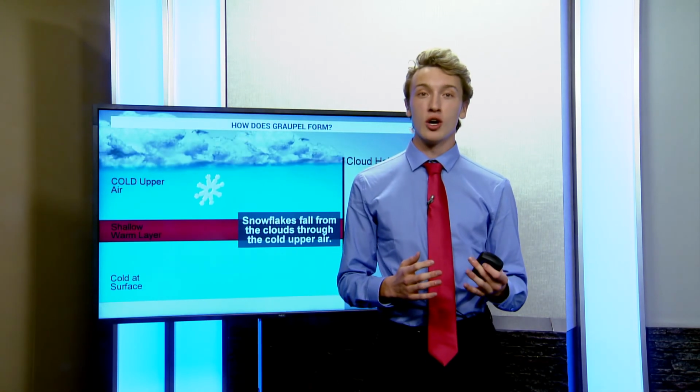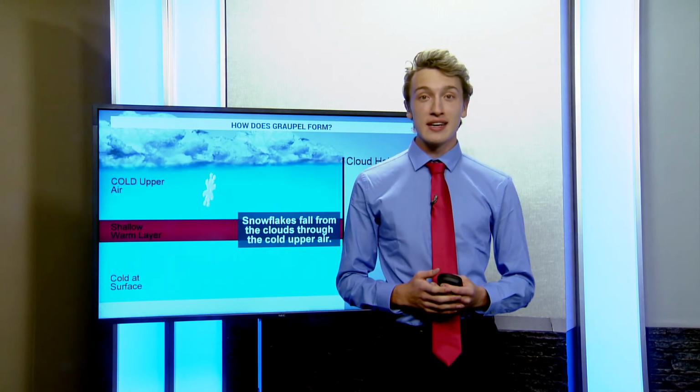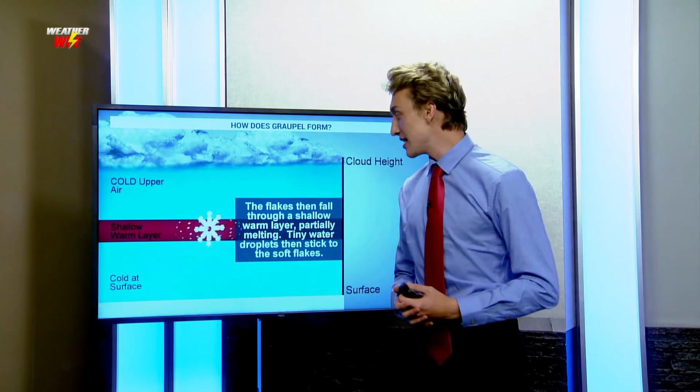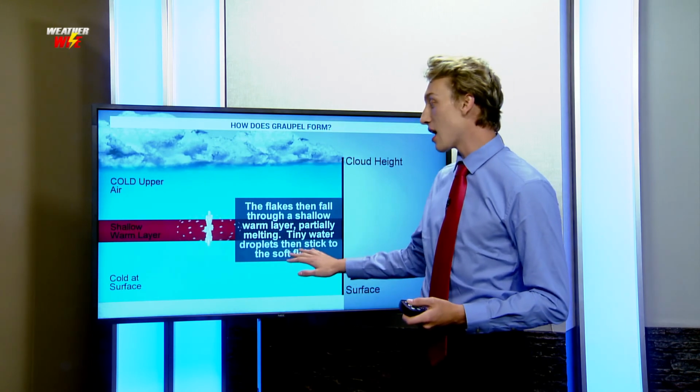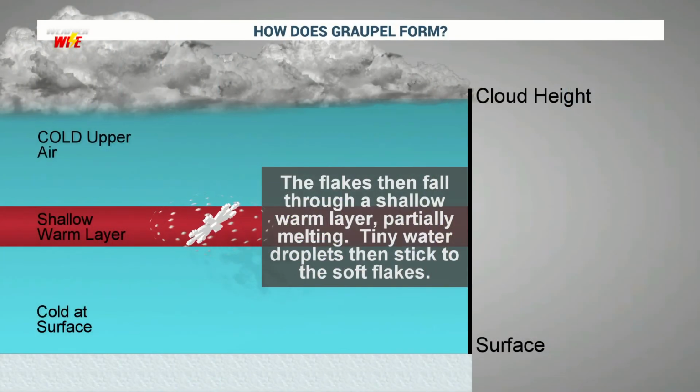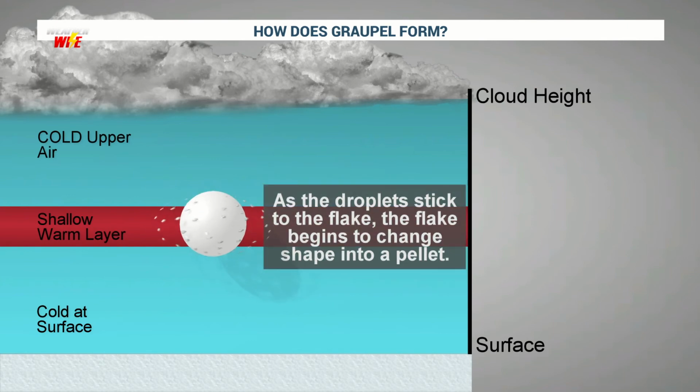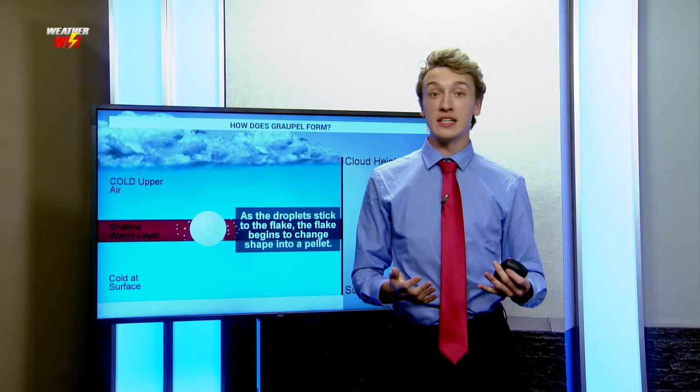Well, graupel forms when you have a cold atmosphere with a small warm layer in between. Now, as snow falls, it enters the shallow warm layer and starts to melt. We have water droplets that stick to the snowflakes. You could see a better representation right here. The flakes fall through that shallow warm layer, partially melting, and then we have these tiny water droplets that then stick to the soft snowflakes. As the droplets collect onto the snowflake, they stick, and then the shape of the snowflake changes to more of a pellet or bead shape.